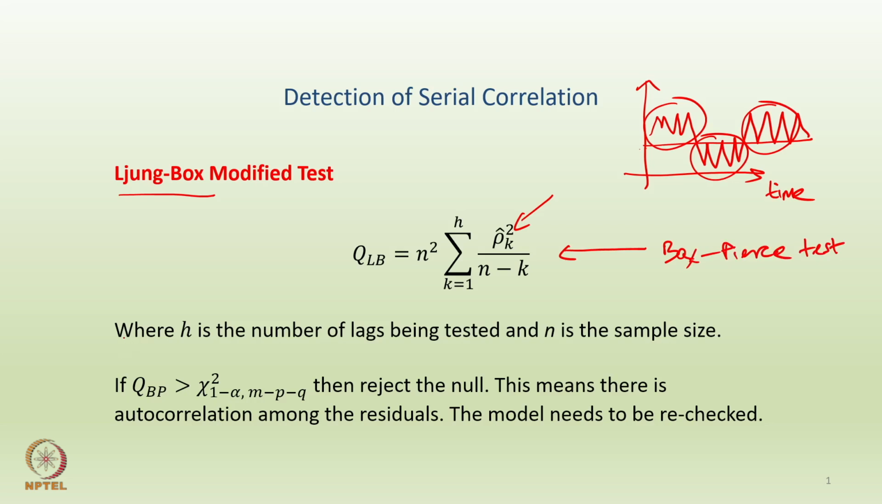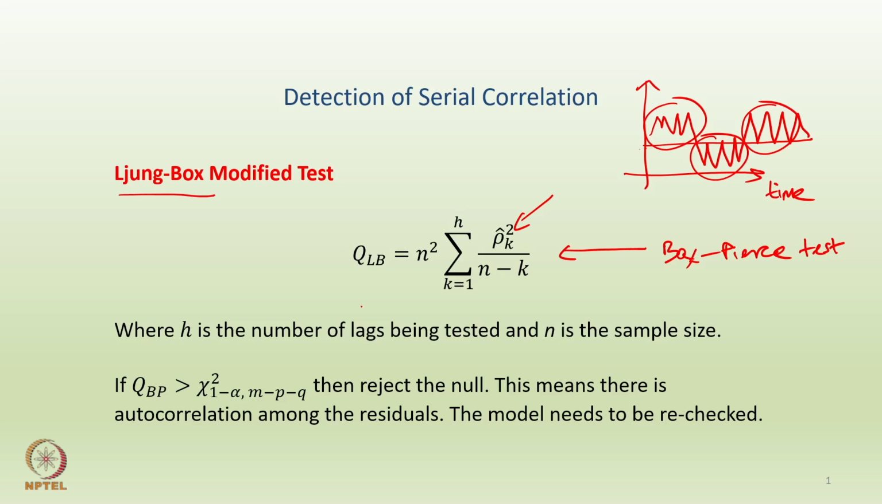You have a slight modification here, hence the name Ljung and Box modified test, okay. Now what exactly do you mean by this H that you see in the formula? H denotes the number of lags being tested, so let's say 10 or 15 or 20. Depending on up to what lag you want to test for serial correlation, you can fix the value of H in the formula, and as usual n denotes the sample size, okay.